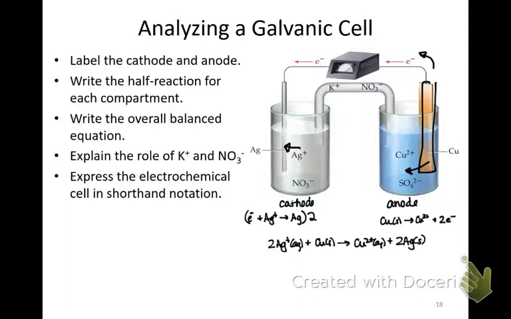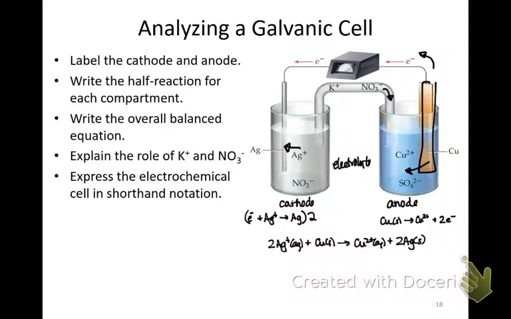Okay, and so we can explain the role of potassium and nitrate in here. Potassium and nitrate, and we also have some sulfate, those ions are called electrolyte. The job of the electrolyte is to help keep the charges balanced, so as the copper ions are leaving the copper metal surface, that's going to build up positive charges on that side. So the nitrate ions will migrate through the salt bridge toward the anode side. Remember we said anions migrate toward the anode in order to balance those charges.